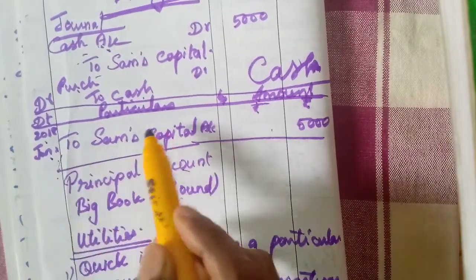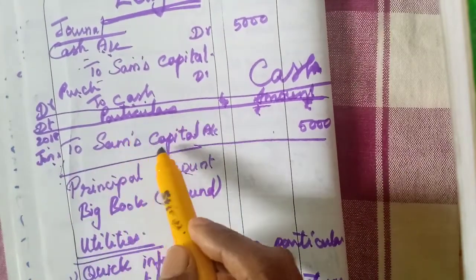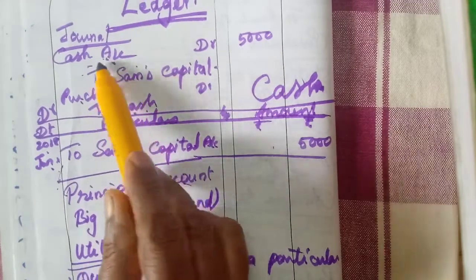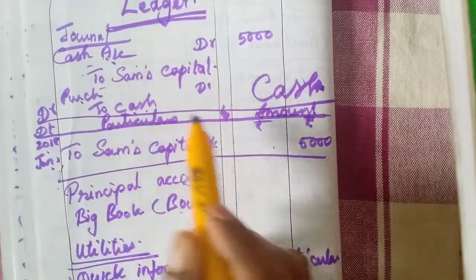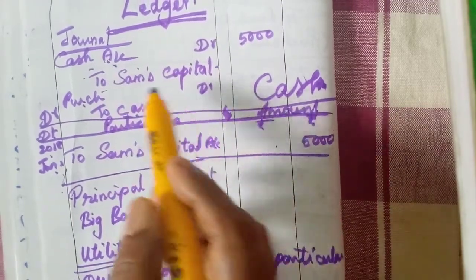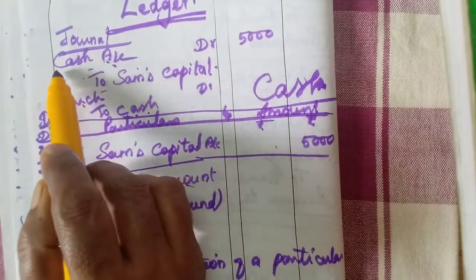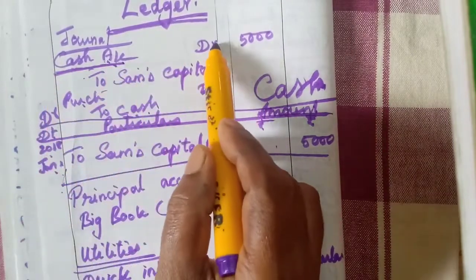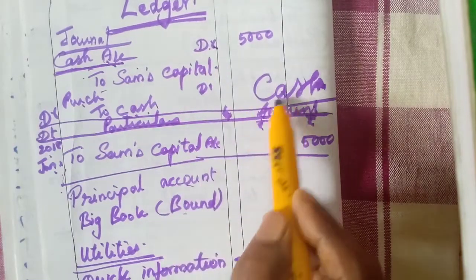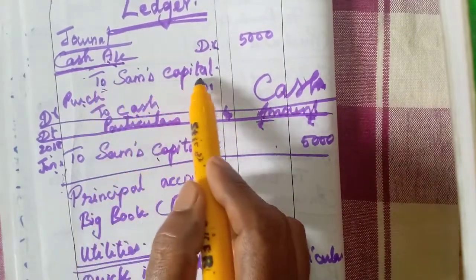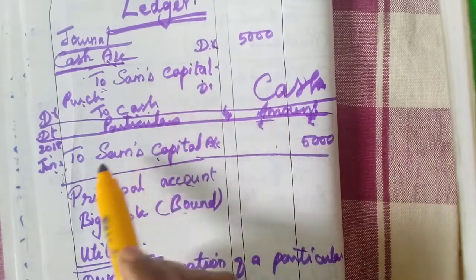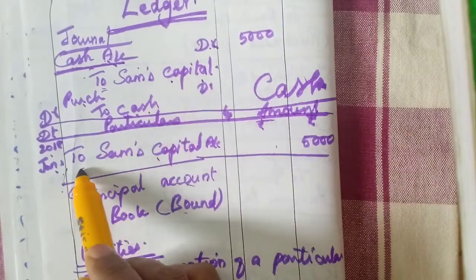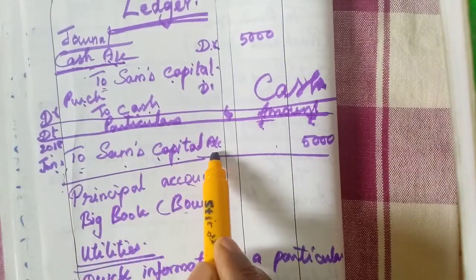So the date will be entered. Then the way of posting I have taught you, isn't it? Cash account data to Sam's Capital. We are preparing the cash account. So you have to see in the journal entry what is done with the cash. Cash is debited, isn't it? So on the debit side you have to write the other entry, to post the other entry. See, to Sam's Capital account.